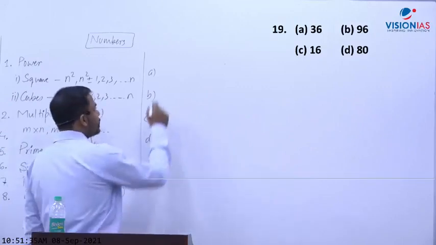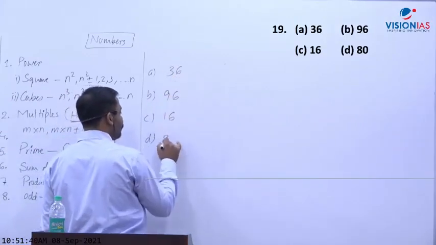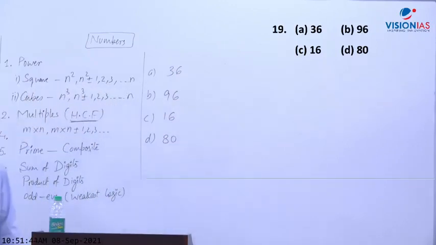Thirty-six, 96, 16 and 80. Yes, multiplying the first and second digit, we get the third digit.